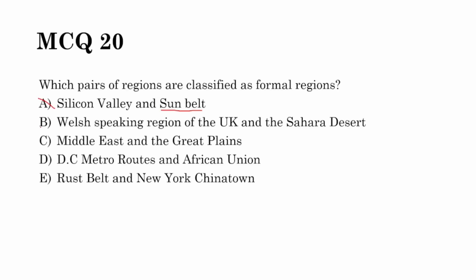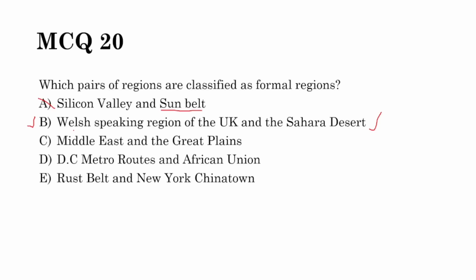B, Welsh-speaking region of the UK and the Sahara Desert. Well, the Sahara Desert's a formal region. We know that because geographic areas, natural landscapes, those are going to be formal regions here. But what about the Welsh-speaking region of the UK? We can pinpoint where Welsh-speaking people are located and draw up boundaries. It's not up to interpretation. You can't say, oh, I think they speak Welsh here or they speak Welsh less here. No, that's not up to interpretation. You can actually measure that. So that's going to make B a good answer here. Both of these are formal regions here because we can draw boundaries that are not up to interpretation and they're not revolving around a specific node or a function.